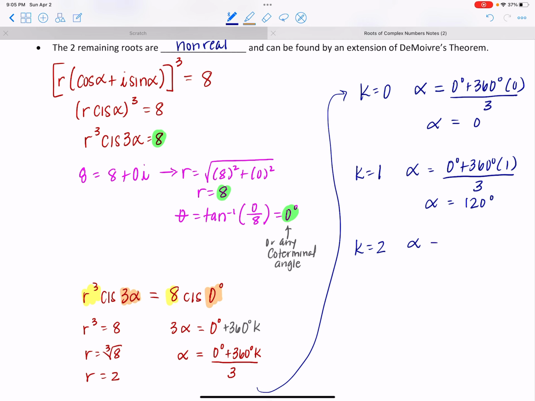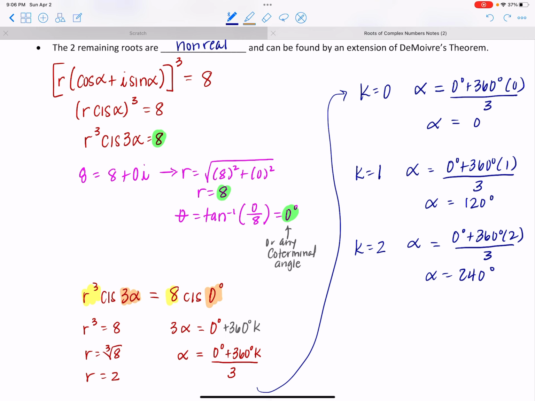So then alpha would be 0 degrees plus 360 degrees times 2 divided by 3. Well, let's see, 360 divided by 3 is 120, and then if we double that, we're going to get 240, so alpha would be 240 degrees. Okay, so another option for my complex solution that I'm looking for is my radius is 2, and my alpha is 240. Now, how far do I need to keep going? Really no further at all.